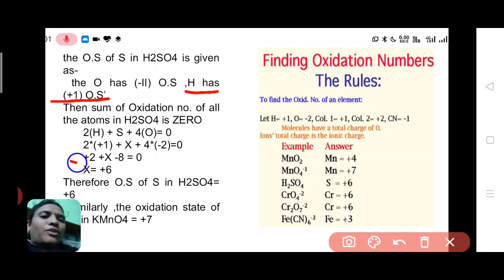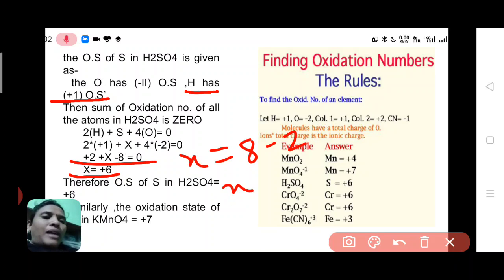After solving this equation, you will get: plus 2 plus X minus 8 is equal to 0, and the value of X will be plus 6. X is equal to 8 minus 2, so the answer will be 6. So X has value plus 6. There is no minus charge, that's why the charge of 6 will be plus. So the oxidation state of this sulfur is plus 6.